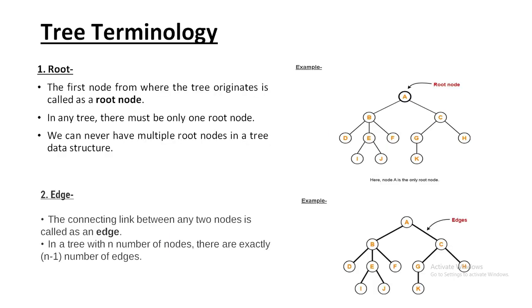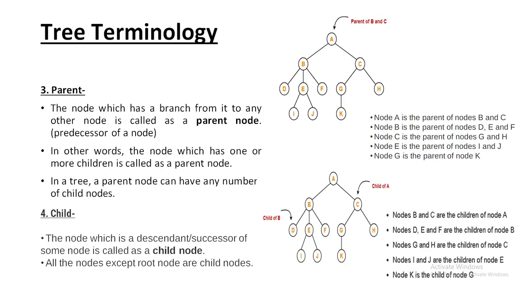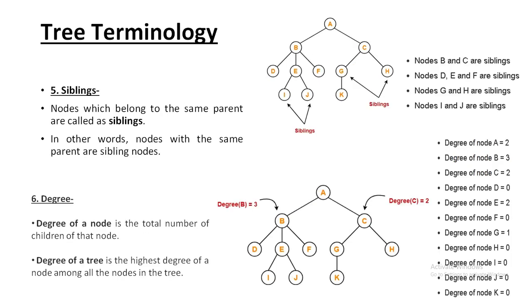So the first node from where the tree originates, that is the root, only one root for all kinds of tree. Edge in the sense the connecting link between any two nodes. So n number of nodes means exactly n minus 1 number of edges. Parent in the sense a node that branches to any other node is called a parent. Here in the example, B is a parent of D, and A is a parent of B and C. Child in the sense a successor of a node is called a child. For E the children are I and J. This is a child node.